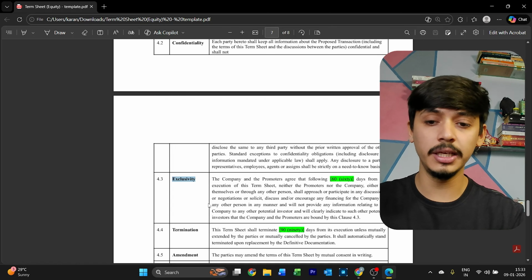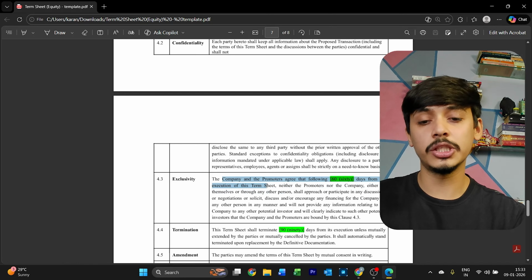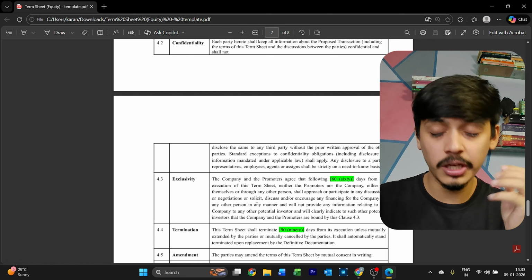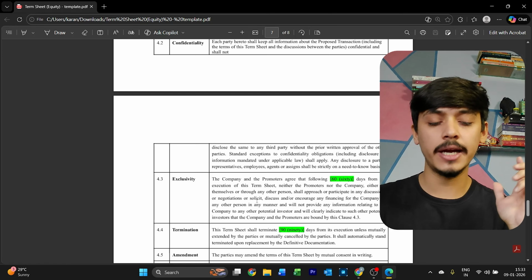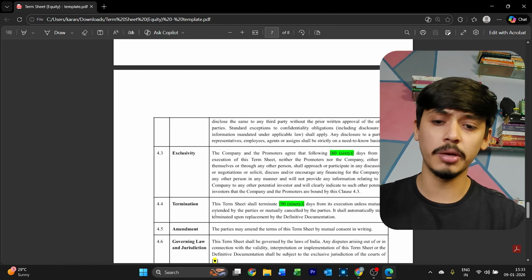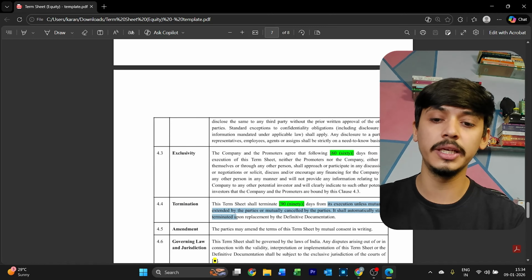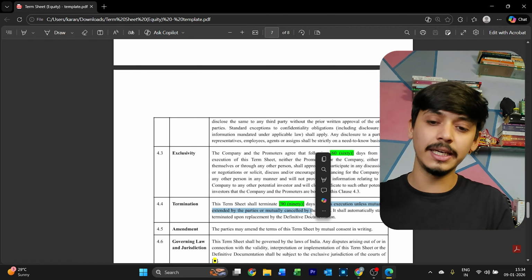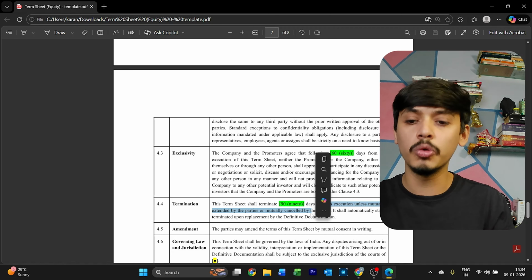The exclusivity: company and promoters agree that the following 60 days from now, this execution of term sheet by both the parties shall be exclusive. So the company will not reach out to any potential investors for the next 60 days, and all the discussion will be taking place between the two only. Then there is the clause of termination, that the term sheet shall terminate 90 days from execution unless mutually extended by both the parties. If within 90 days a definitive document is not created, then the term sheet that is shared as of now will get terminated and a new one has to be created.